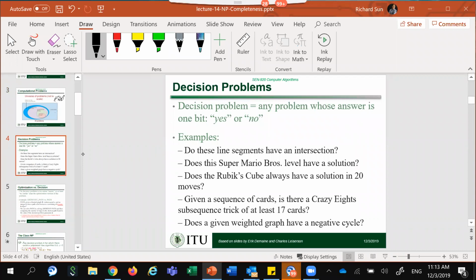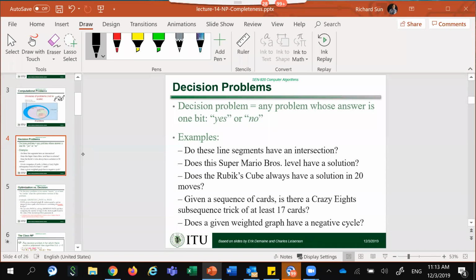Now the next point: think about the problems we have considered so far, for instance the optimization problems, such as finding the longest common subsequence, LCS, and finding a minimum spanning tree, and so on. We can always convert or translate these problems into so-called decision problems.